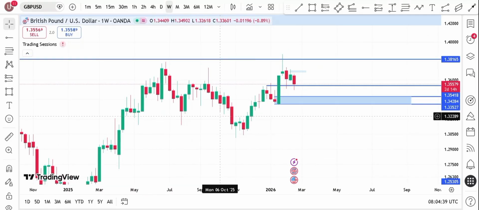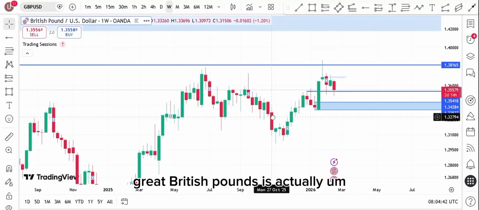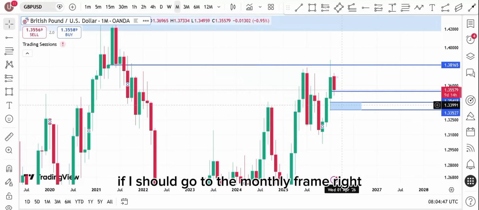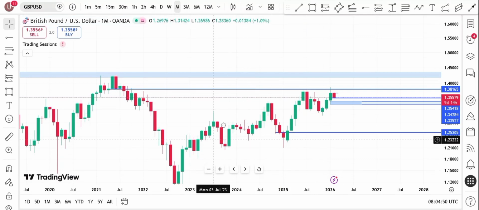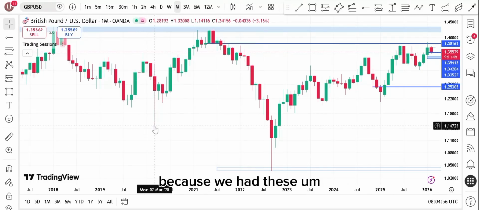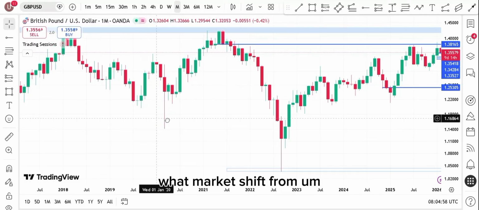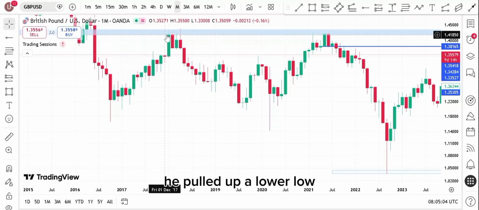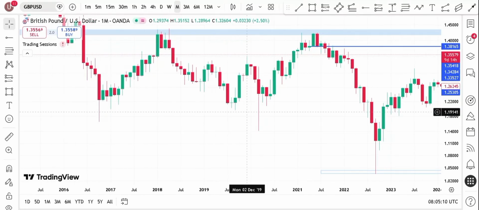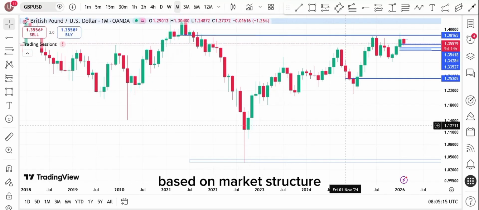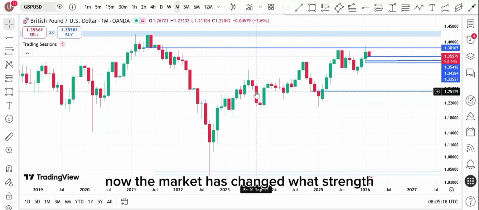right? Great British Pounds is actually trading higher, but the overall trend, if I go to the monthly frame, right? This is the monthly frame. The overall trend here is bearish, right? Because we had a market shift from this last low. We pulled up, lower low, right? Lower low, pulled up another lower low, right?